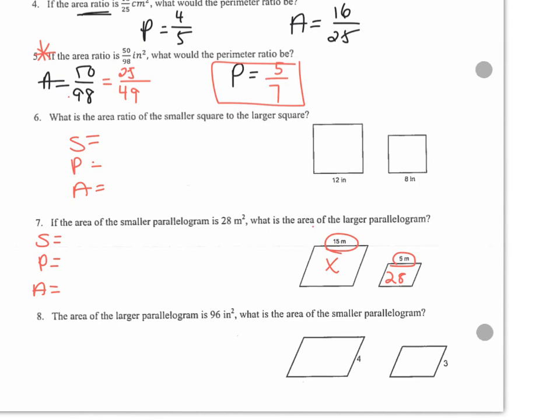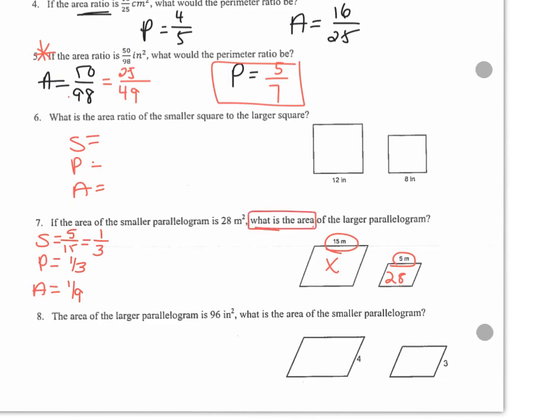So notice, did it tell you which one was the scaled and which one was the original? No. So you just get to pick. So S, I'm going to say, is 5 over 15. You could have said 15 over 5. It didn't matter because it didn't tell you. If I simplify that, I get 1/3. So if S is 1/3, P is going to be 1/3. And what's A going to be? 1/9.